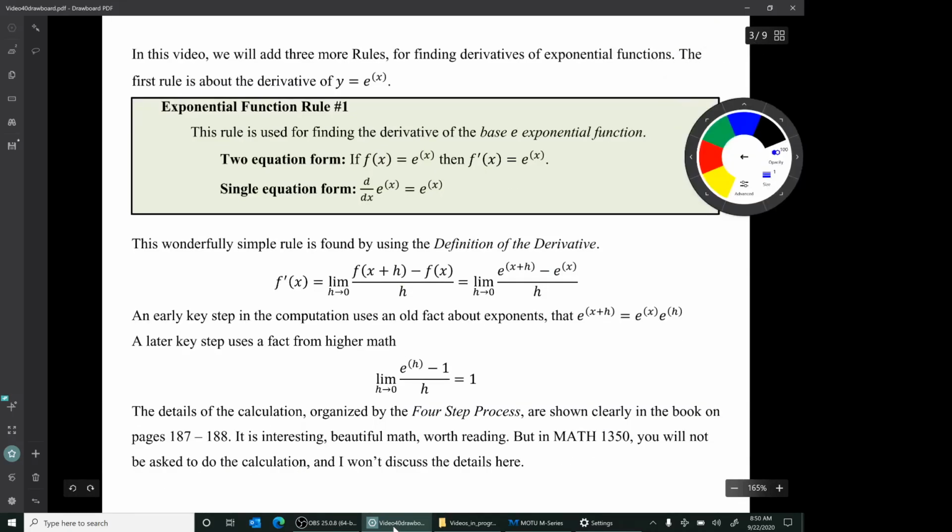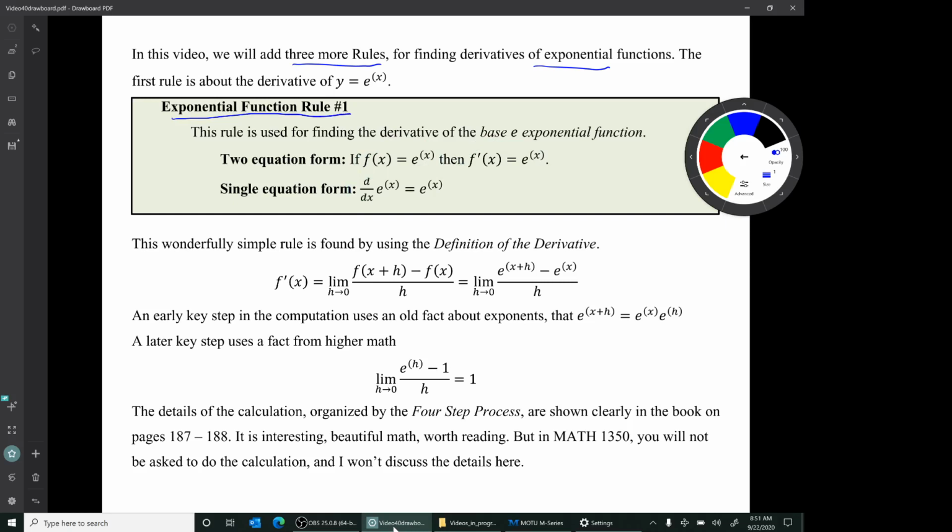In this video, we'll learn 3 more rules for finding derivatives of exponential functions. The first rule is about the derivative of the most simple exponential function, y equals e to the x. It says this: if f of x is e to the x, then f prime of x is e to the x. That's the 2 equation form. The single equation form says that the derivative of e to the x is e to the x. That's what I call exponential function rule number 1.